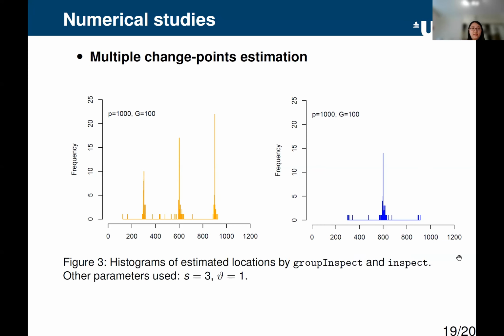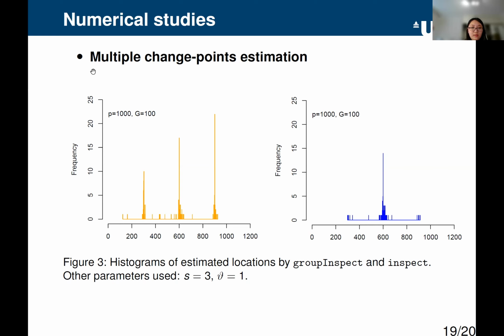And finally, we look at the result for the multiple change point estimation. In this simulation study, we also compare our algorithm with the inspect algorithm. We set the 3 change points at the time 300, 600, and 900. The whole time series has the length of 1,200. We also run the algorithm 100 times, and each time we can get an estimated location from both the groupInspect algorithm and the inspect algorithm. And then we plot all the estimated locations on the histogram.